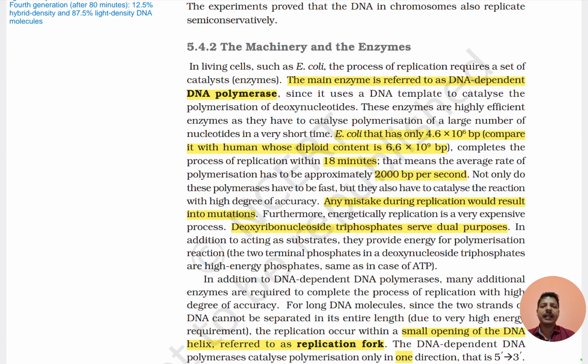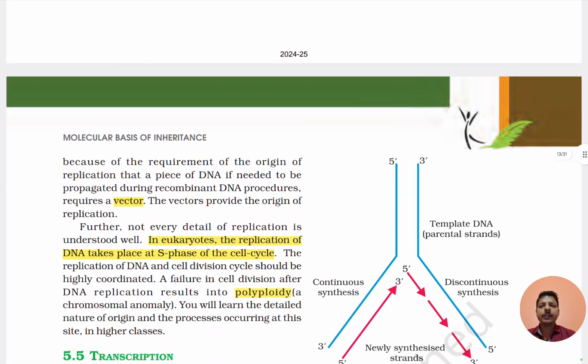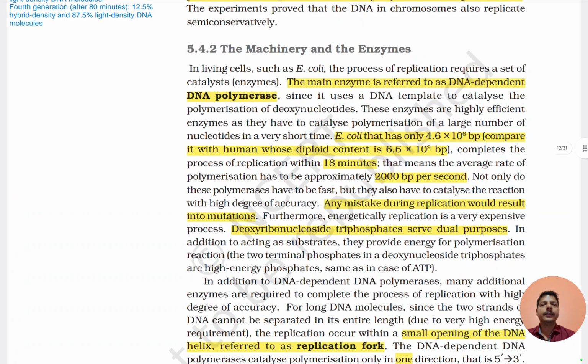Then the machinery and the enzymes. Let's see, the main enzyme is referred to as DNA-dependent DNA polymerase, since it uses a DNA template to catalyze the polymerization of deoxynucleotides. These are highly efficient enzymes as they have to catalyze polymerization of a large number of nucleotides in a very short time. E. coli has only 4.6 x 10^6 base pairs, compared to the human, whose diploid content is 6.6 x 10^9 base pairs, and it completes the process of replication within 18 minutes.